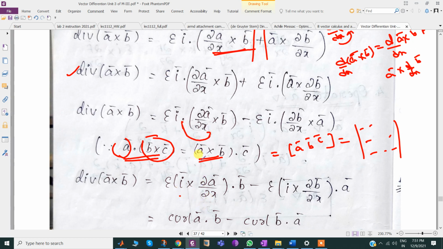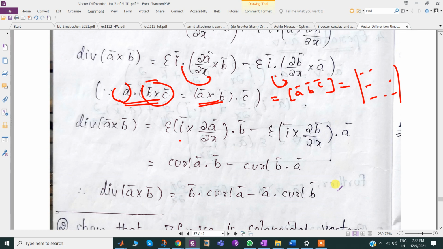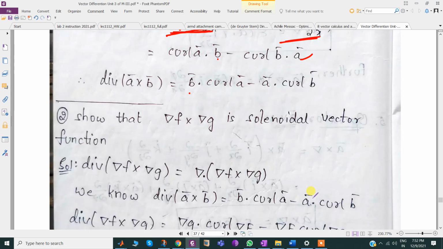So i bar cross dou a bar by dou x dot b bar. Similarly here, these two orders are changed: i bar cross dou b bar by dou x dot a bar. But it's nothing but directly, i bar cross dou by dou x I may simply write as curl a bar dot b bar. Similarly, this one I can write as curl b bar dot a bar. So div a bar cross b bar equals b bar dot curl a bar minus a bar dot curl b bar. Unless you practice this, you may not be able to fix this.